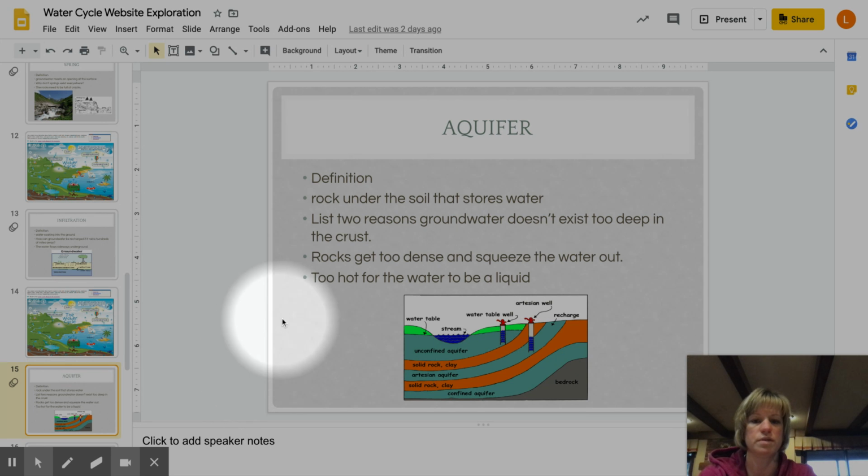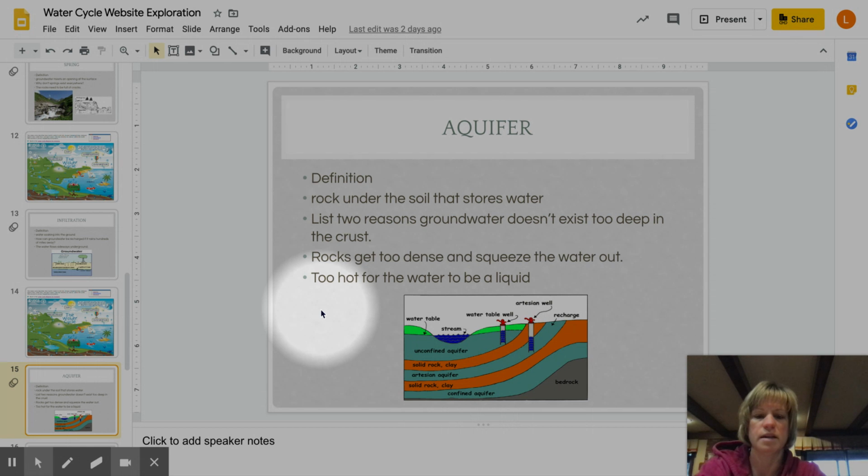Well, the first reason is the rocks get too dense down there, too tightly packed, and so the water wouldn't be able to stay. But this, I think, is the most important one. It's getting too hot down there for the water to stay a liquid. Finish my thought. That liquid would actually turn to a gas. It would turn to steam. So you don't have aquifers, rocks holding water, as far deep down as you would have rocks holding oil or gas, for example.